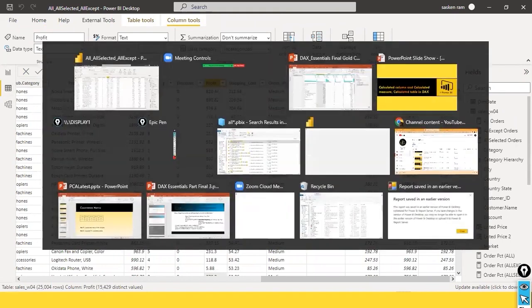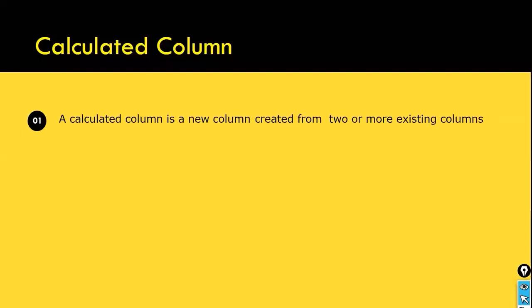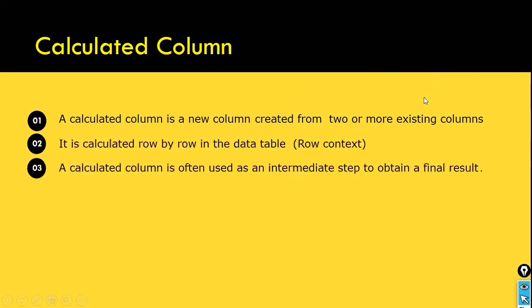Now I'll walk you through what a calculated column is, step by step. A calculated column is a new column created from two or more existing columns. You remember listed price into quantity, two columns, right? We used listed price into quantity to derive a new column called sales amount, and it is calculated row by row in a data table.